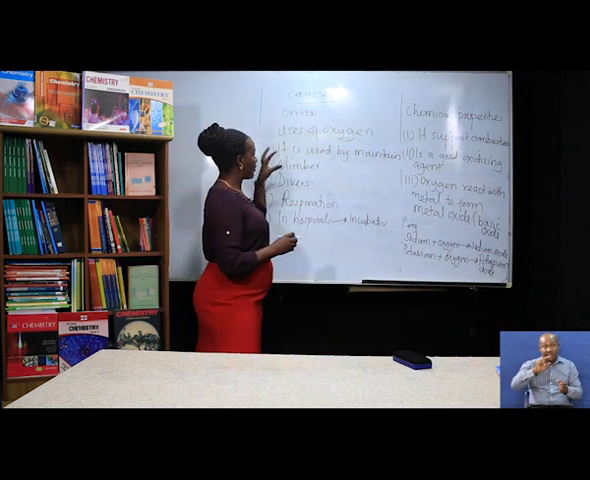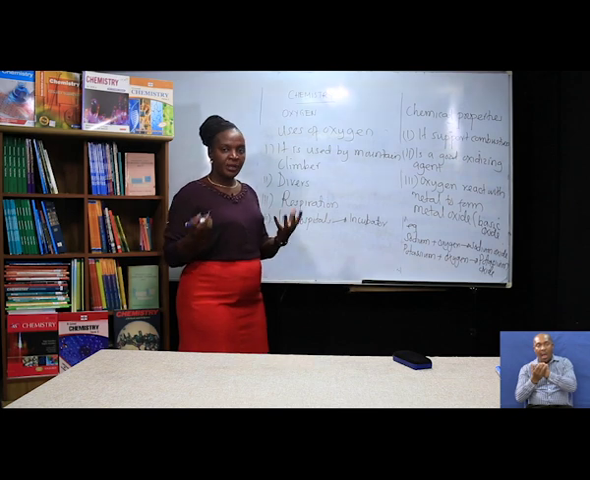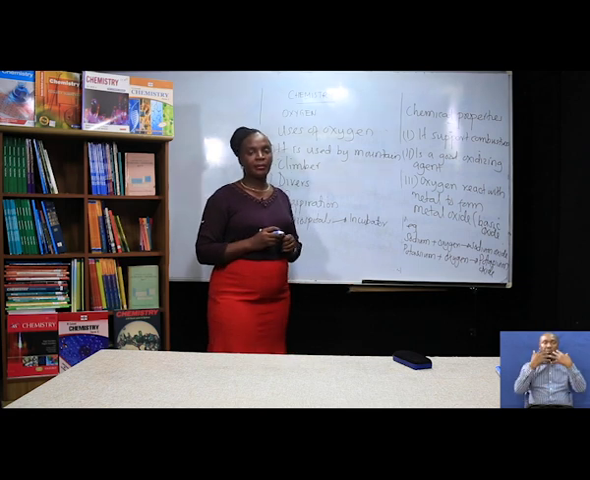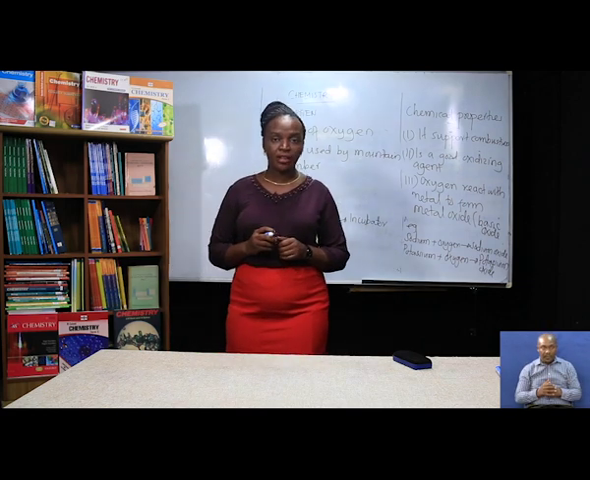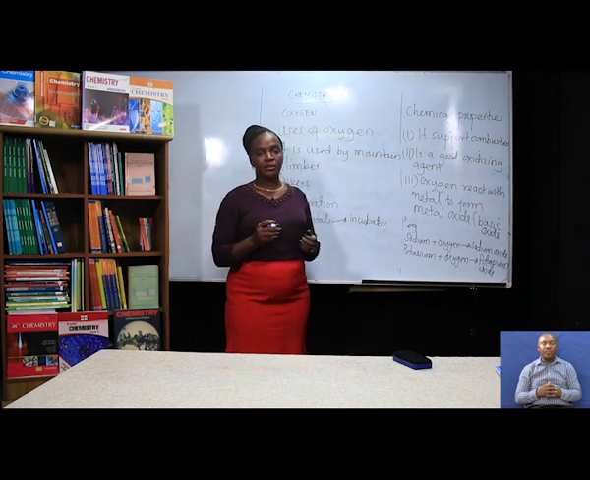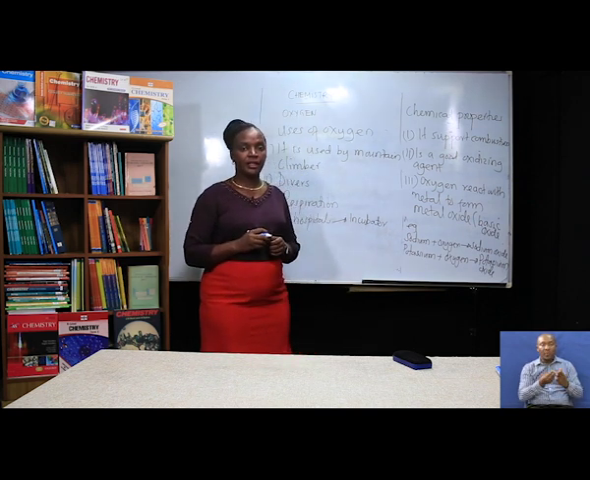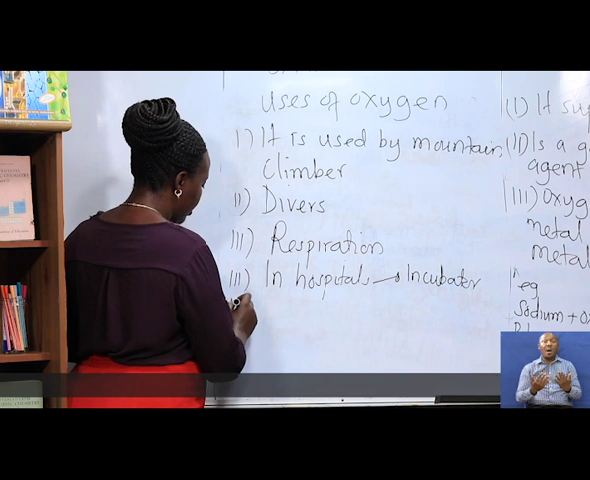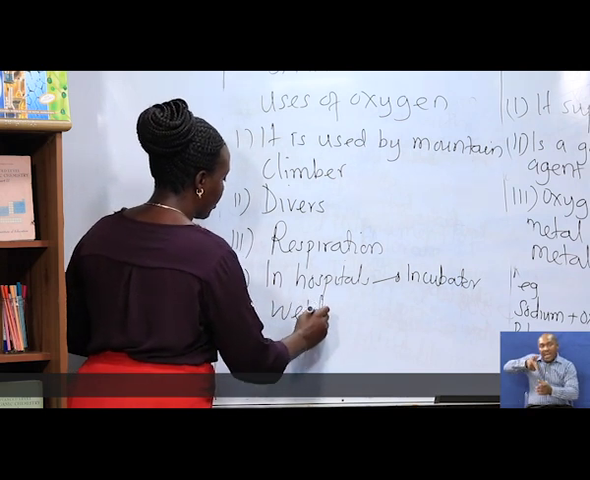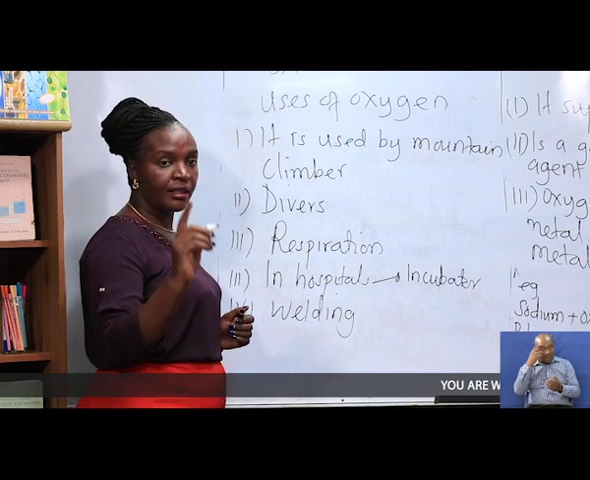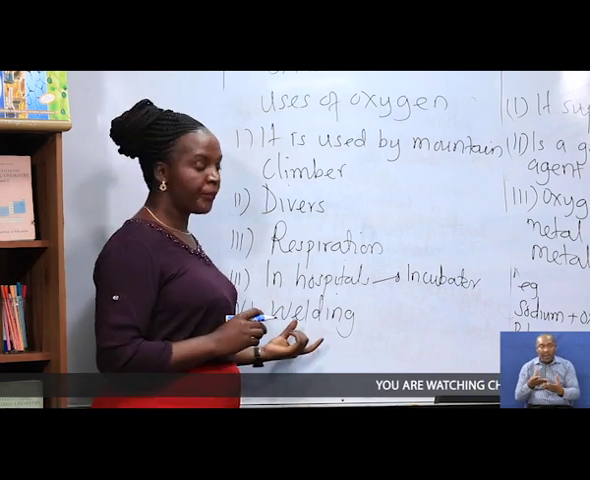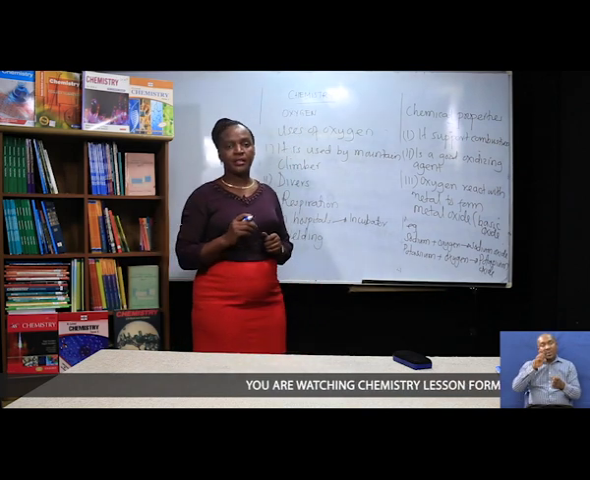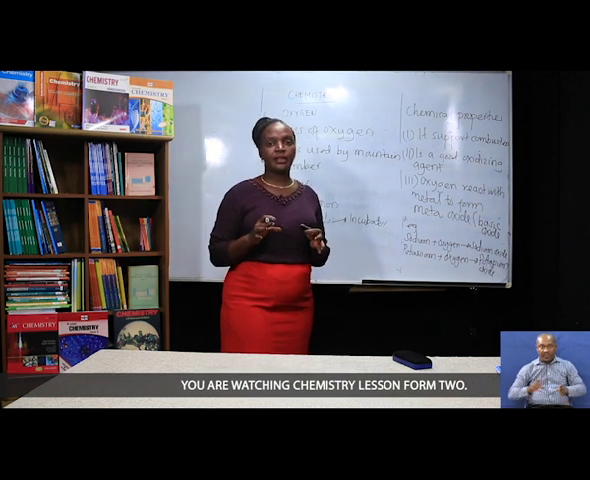So these are the uses of oxygen. If someone asks you to mention the uses of oxygen: it is used by divers, by mountain climbers, and in the hospital, in the incubators for premature babies and in the intensive care unit. We call it ICU. But also it is used for welding, that is, it assists in the melting of metals. There is a flame known as the oxyhydrogen flame.